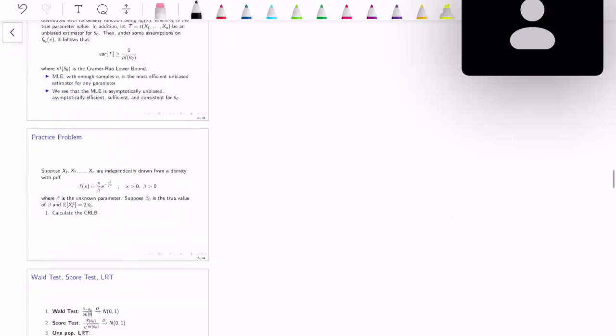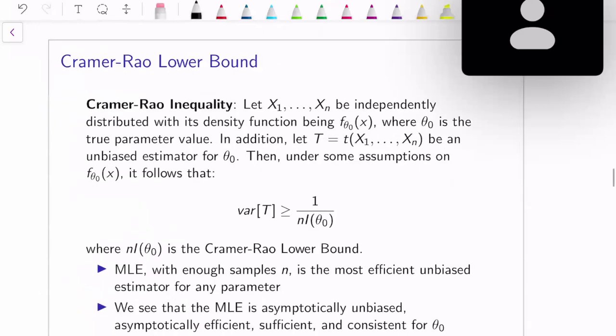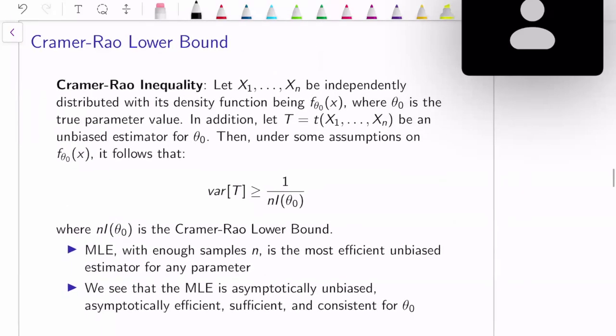Oh, I lied, one more. So the Cramér-Rao lower bound, I'll just quickly go over this. This might be a question that he might give as well. So the Cramér-Rao bound, it's essentially just putting a bound for any unbiased estimator of theta naught.